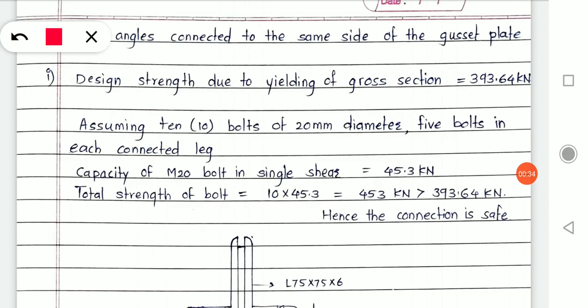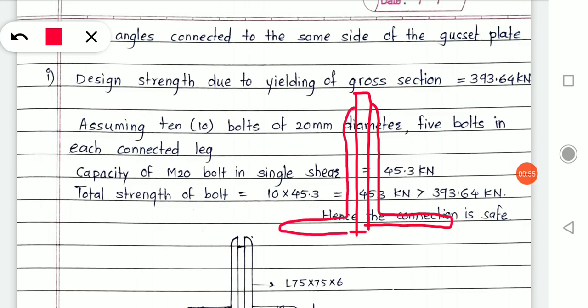In the previous question we connected angle sections like this on either side of the diagram. That is not good, I will draw it again. Okay, you have this gusset plate and you have connected an angle section on each side of that gusset plate, right? Like this. And for this arrangement we have calculated the tensile capacity.